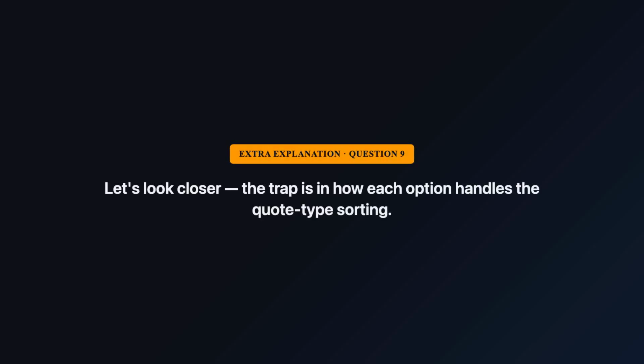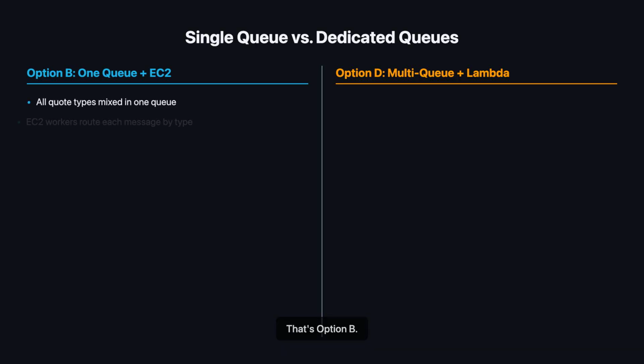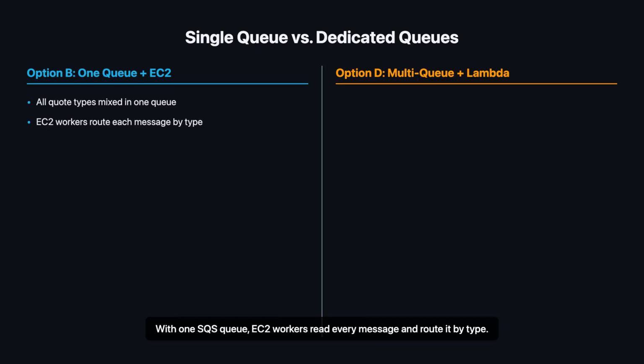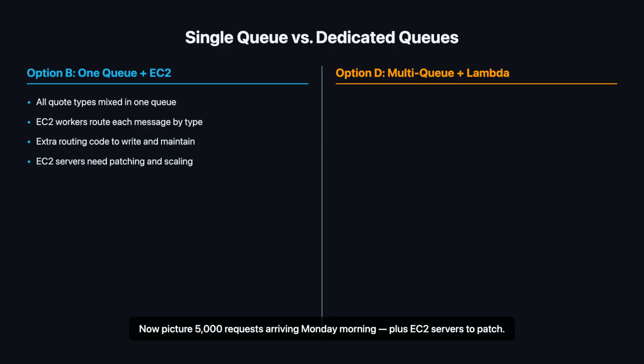Let's look closer. The trap is in how each option handles the quote type sorting. Imagine an insurance office where auto, home, and life quote requests all land in one inbox. Someone has to sort them before processing. That's option B. With one SQS queue, EC2 workers read every message and route it by type. Extra logic to write, test, and maintain. Now picture 5,000 requests arriving Monday morning plus EC2 servers to patch.